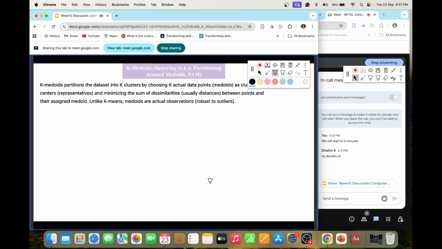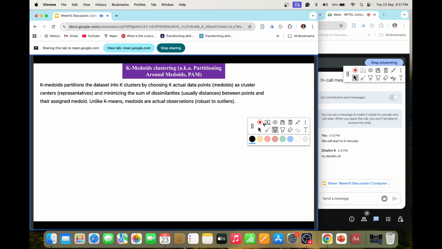Now let's move on to the next topic, K-Medoid. K-means and K-Medoid are very much similar, with only one difference. K is the number of clusters. Earlier the centroid was determined by the mean or average. Now the centroid will be determined by the median, not the mean. That is the difference between the K-means and K-Medoid algorithms. Unlike K-means, medoids are actual observations, robust to outliers.